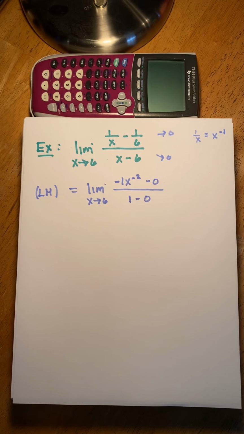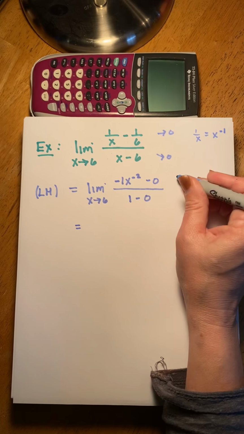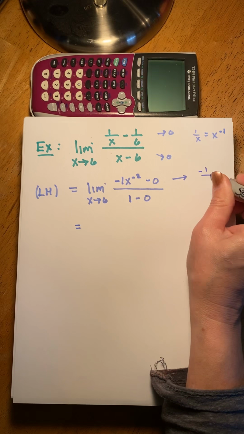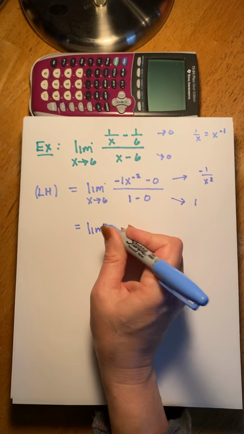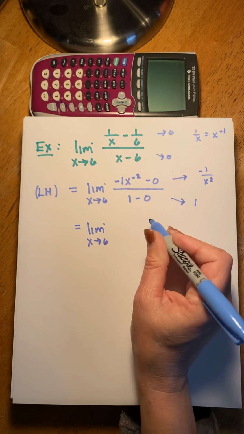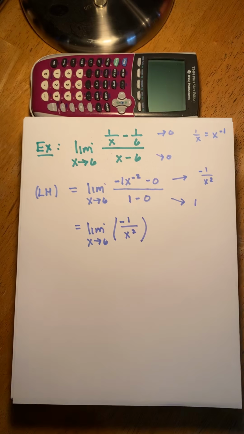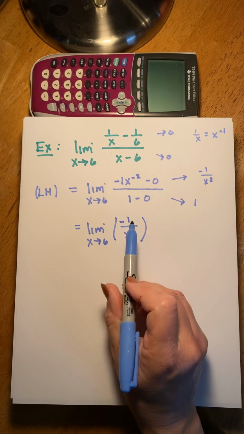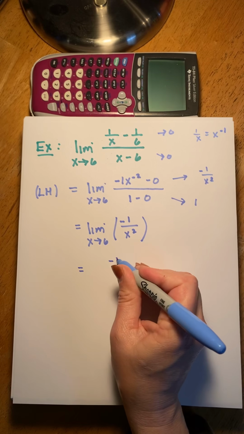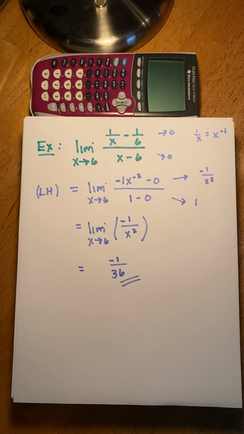All right, so this may be a little tricky to see, so I'm going to clean this up a little bit. That's just 1 in the denominator, so this numerator becomes negative 1 over x squared, and this is just 1. So this is going to be the limit as x goes to 6 of negative 1 over x squared. When we clean that up, now as x goes to 6, we can do direct substitution, and we get negative 1 over 36.